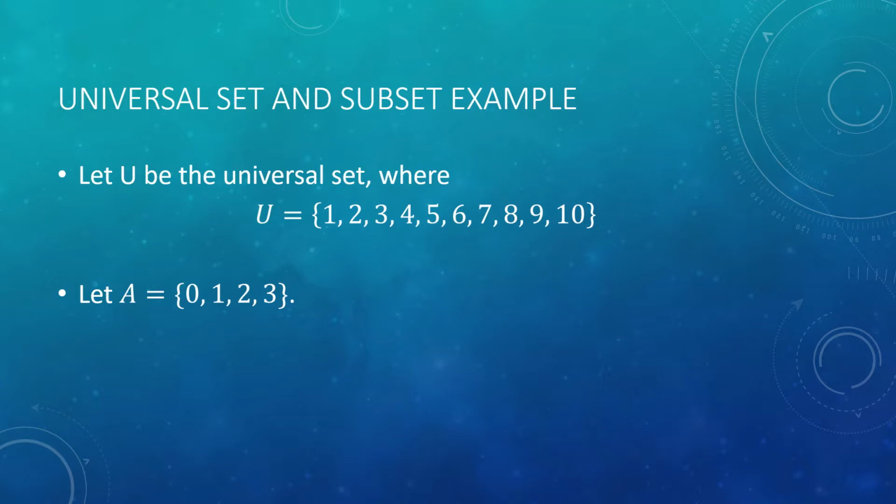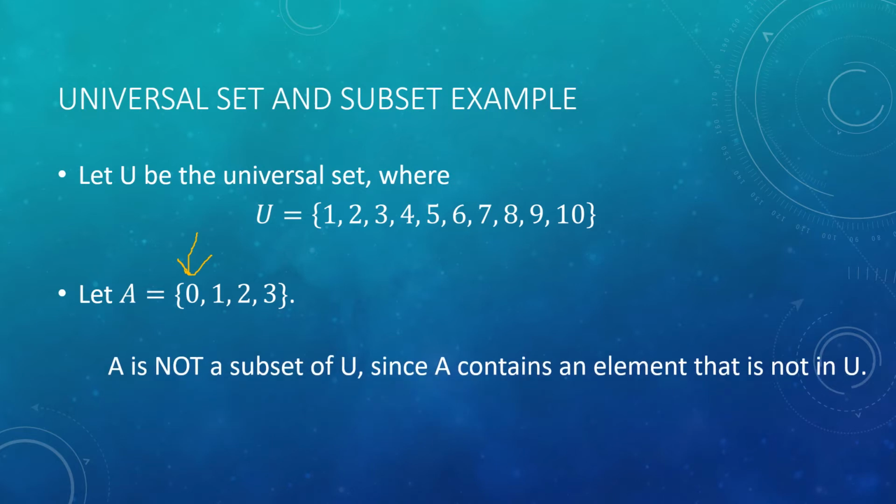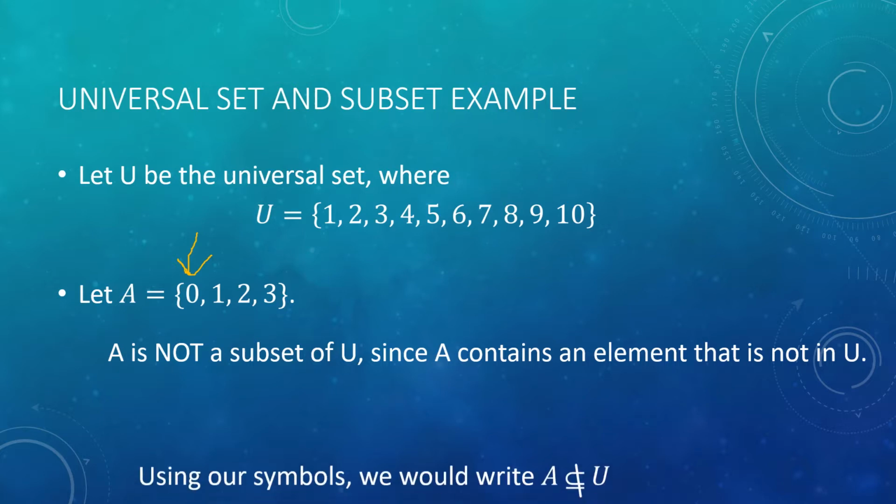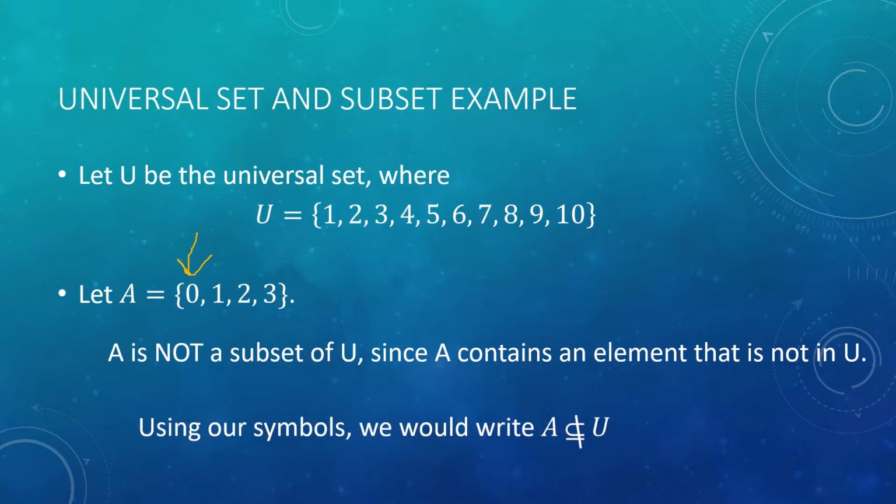So here we have another example. I've picked the same universal set as last time. It says let A be the set 0, 1, 2, 3. Notice that the set A contains the number 0, and 0 is not in the set U. So A is not a subset of U, since A contains an element that is not in U. Using our symbols that we just learned, we would write A is not a subset of U.